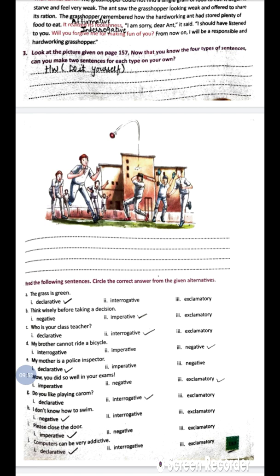Declarative sentence. Think wisely before taking a decision. Imperative sentence. Computers can be very addictive. Declarative sentence. I don't know how to swim. Negative sentence. Please close the door. Imperative sentence. So I hope you have understood these types of sentences.